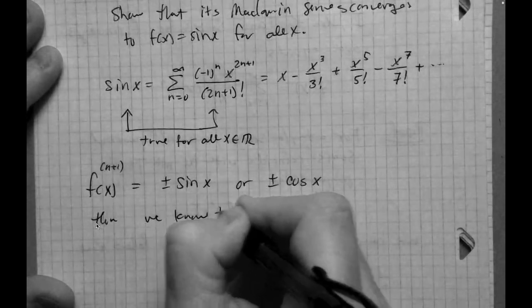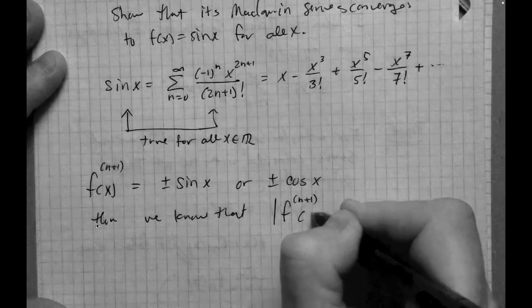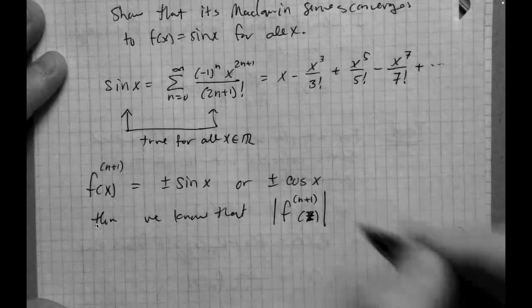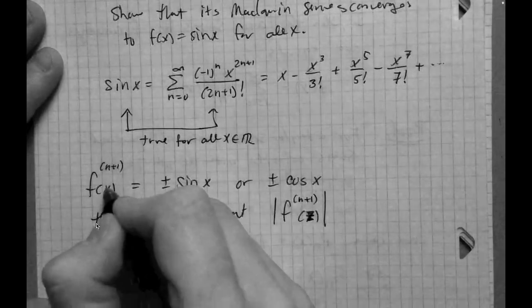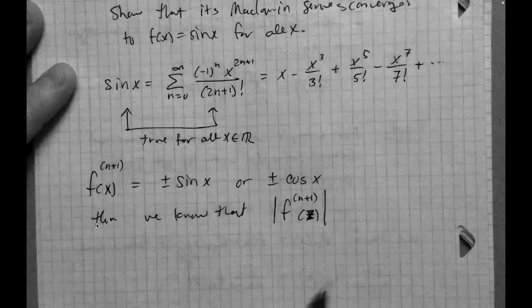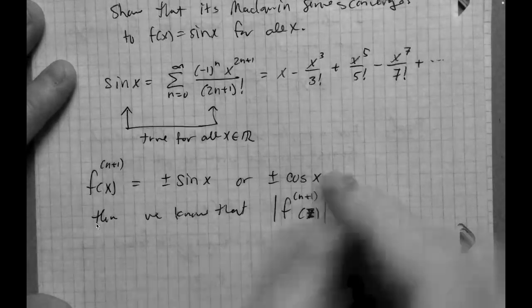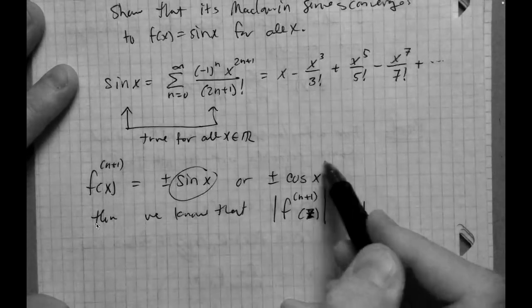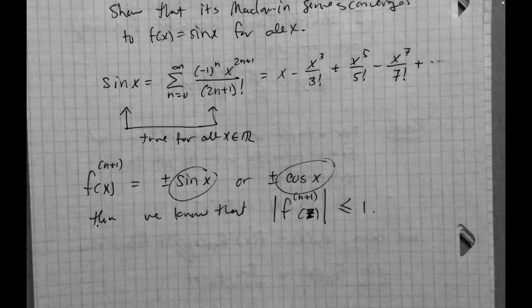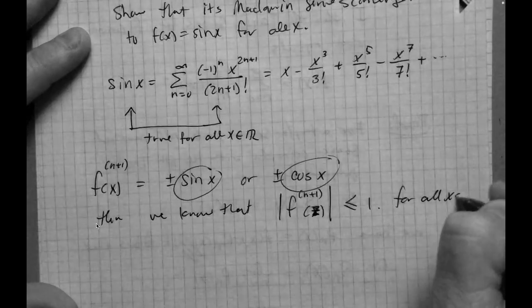Okay. And so given that, we know that the absolute value of that nth derivative of x, sorry, I should put a z in here. We're gearing up for a remainder discussion, so let's switch over to z. Okay, so the n plus 1 derivative of f evaluated at z, where z is between 0 and c, we know that that's less than or equal to 1. We know it because it's sine or cos x, and those always oscillate between 1 and -1, right? Okay, so nothing really fancy there. So we know that this is true for all x in R.